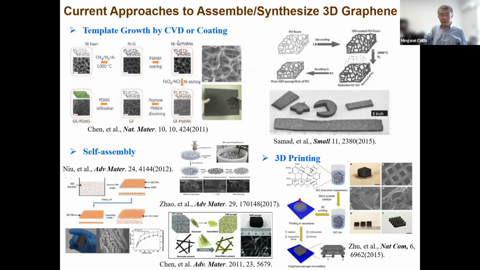People developed so-called CVD to grow graphene on a nickel template or copper template, and dissolve the nickel foam to get freestanding porous graphene. People also do coating. You can coat graphene nanosheets onto this metal foam and dissolve the metal foam to get a three-dimensional structure. People also do 3D printing and self-assembly. At least I know of hundreds of publications in the literature about the assembly or construction of 3D graphene by all these techniques.